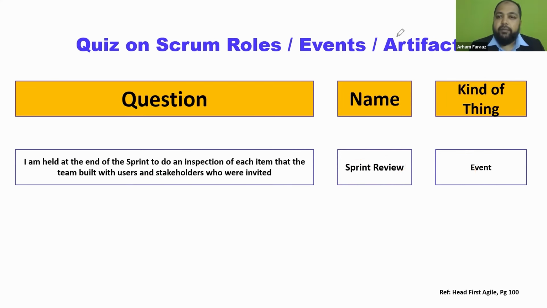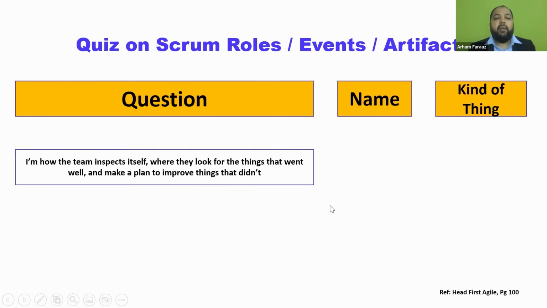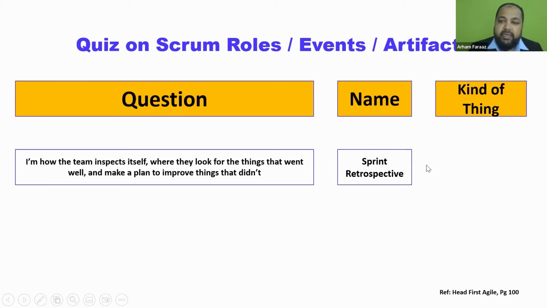Okay, good. Let's go to the next question. And how the team inspects itself, where they look for the things that went well and make a plan to improve things. So it's like at regular intervals we are checking on things, right? So when does this happen? It happens in an event called the retrospective, and this is an event.